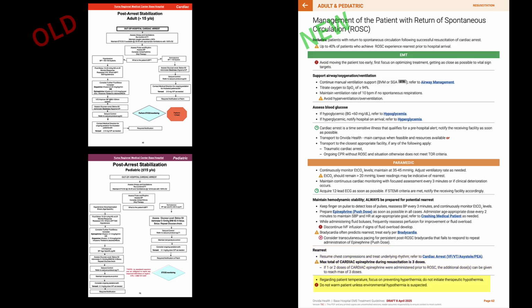Finally, we close this guideline by informing you that we no longer use therapeutic hypothermia. It's sufficient just to make sure that the patient doesn't have dangerously elevated body temperature. The only time you should be rewarming a medical cardiac arrest patient is if they have true environmental hypothermia.